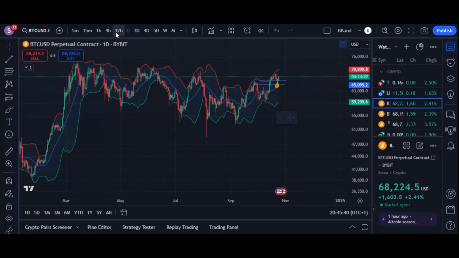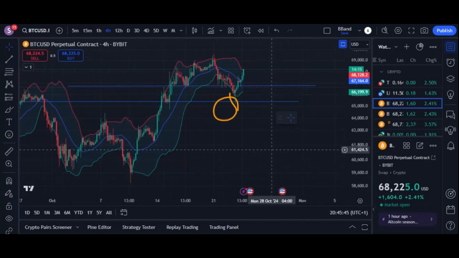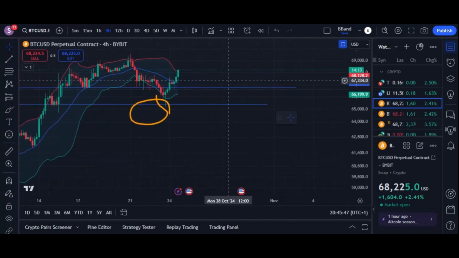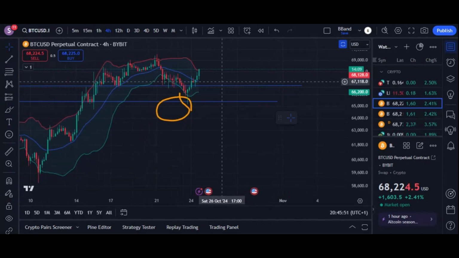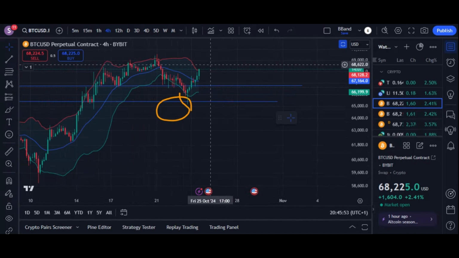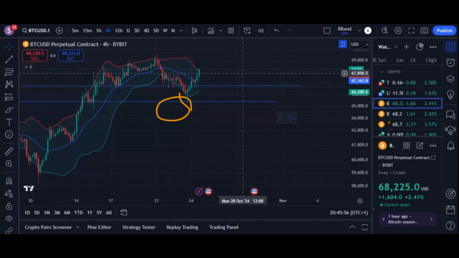Right, I think that'll do for today's video. So, yeah, important area for Bitcoin to defend now is coming in at 67,000. If it can do that, I think there probably will be 4-hour volatility expansion with another upside move.